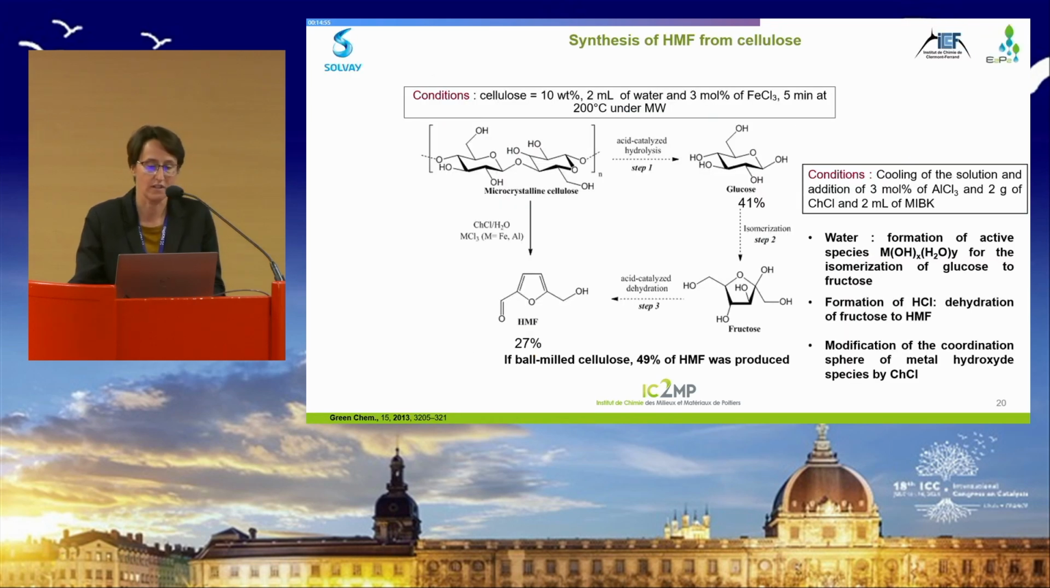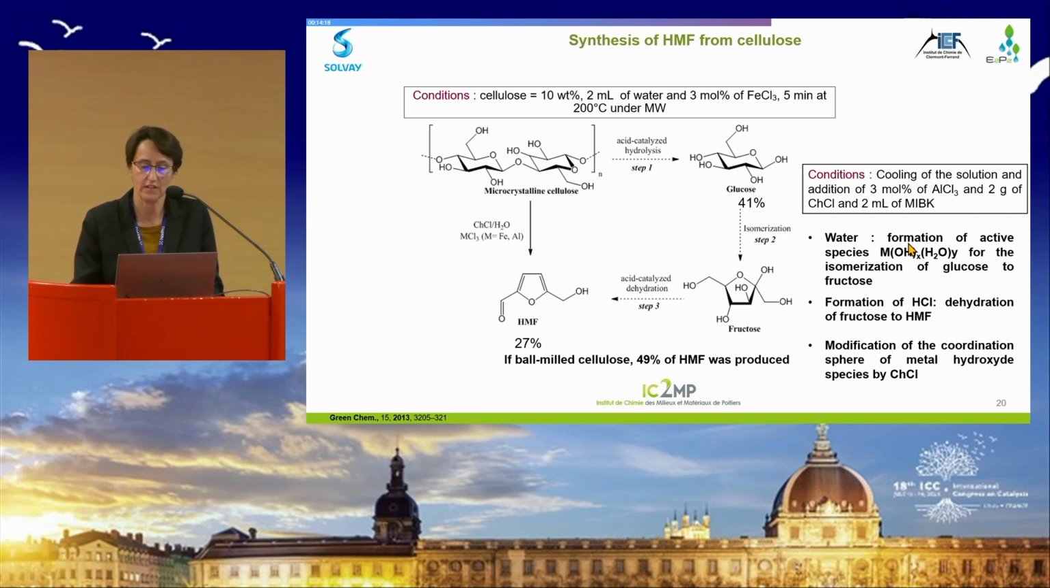So let's continue: HMF from cellulose. We tried several strategies. You can see the yields are not so high. We started with microcrystalline cellulose. We do the first step using iron chloride catalyst in water, using microwave in that case. After, in a second condition, we added 3 mol% of aluminum chloride, 2 grams of choline chloride, and methyl isobutyl ketone in order to extract the HMF form. And we obtained 27%.